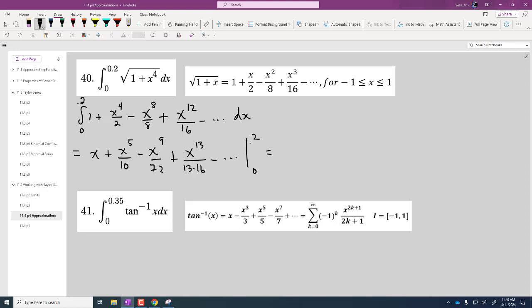What happens when you plug in 0? Everything's going to go away. So we only care about the 0.2. So it's 0.2 plus 0.2 to the 5 over 10 minus 0.2 to the 9 over 72, plus 0.2 to the 13 divided by 208, minus etc.